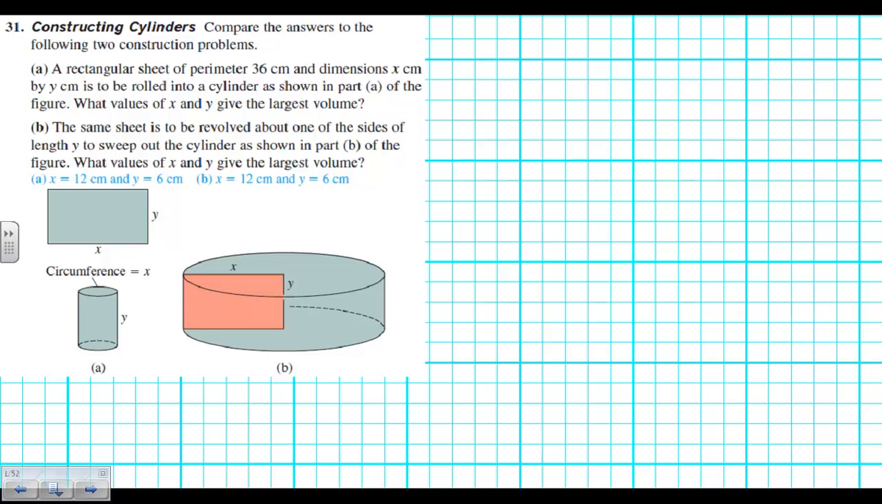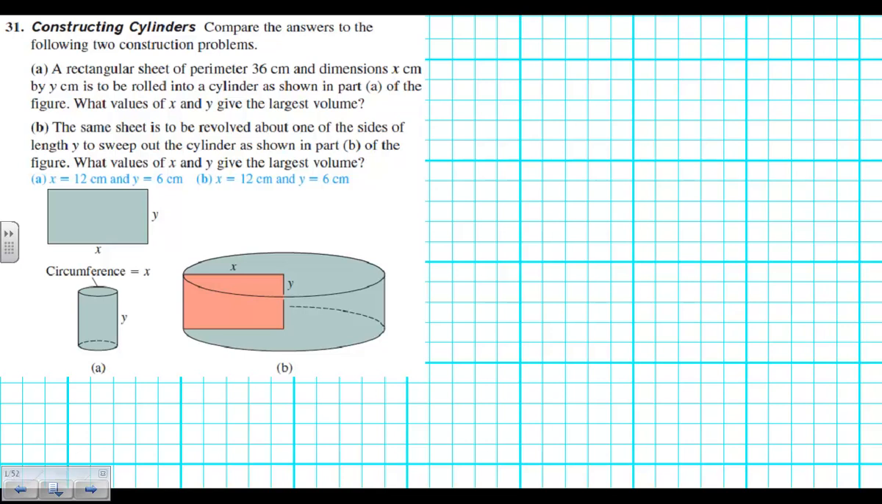Problem number 31 from section 4.4. Problem A. A rectangular sheet 36 inches in perimeter with dimensions x and y can be rolled into a cylinder. What are the values of x and y that give the largest volume?